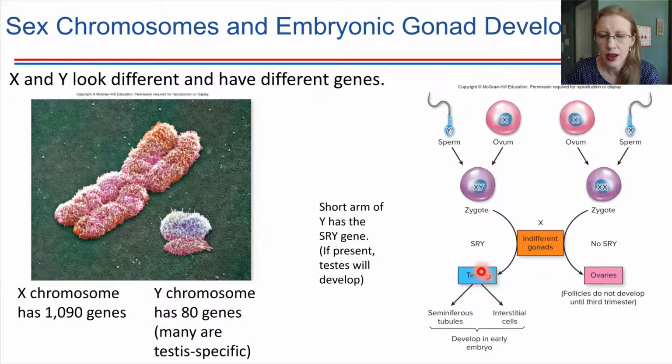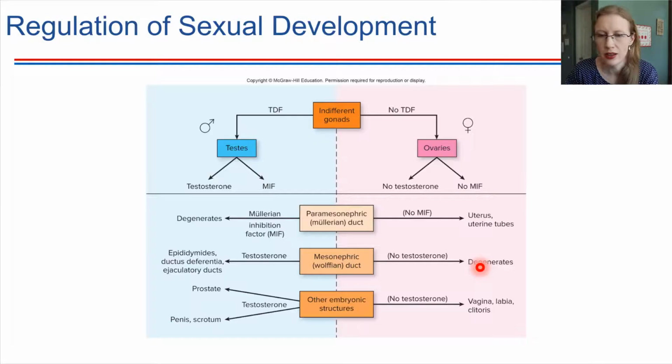In the end, the testes are what are produced as a result of the expression of this gene. And then testes produce a couple of things that help to guide development. Testosterone is one of the hormones that the testes produce. And then there's another one, the Mullerian inhibiting factor, MIF. This is something that inhibits development of fallopian tubes and a uterus.